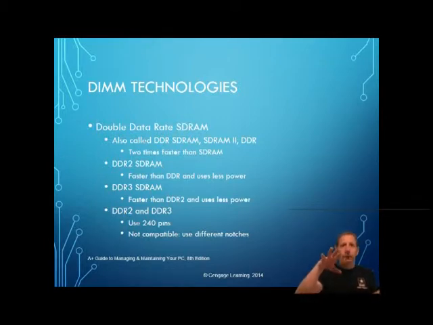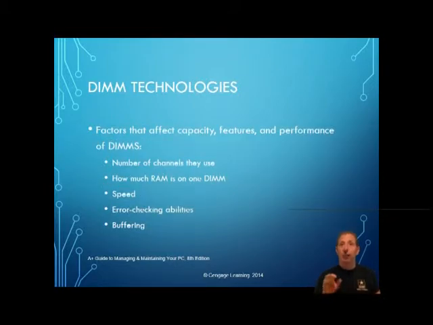Now, factors that affect the capacity, features, and performance of DIMM include the number of channels that they use, how much RAM is on one DIMM, the speed, error checking abilities, and buffering. All of these factors are discussed next. Single, dual, triple, and quad channels.